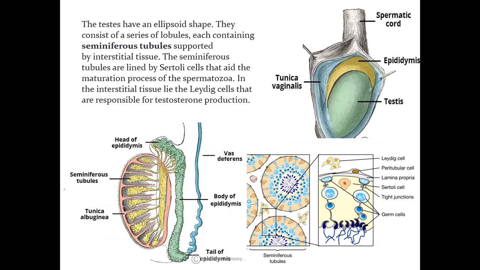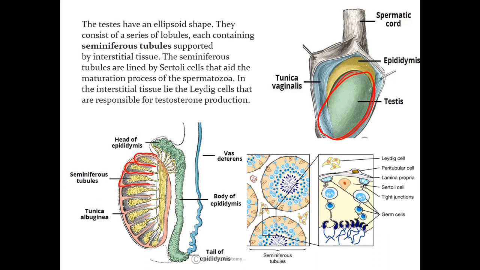Now, the shape of the testis is ellipsoid. They consist of a series of lobules, each containing seminiferous tubules, supported by interstitial tissue. Okay, let's describe what this is all about. Look at the shape, of course. It's ellipsoid in shape. Now, this ellipsoid has several lobules. If you notice, there are several septa from this capsule.